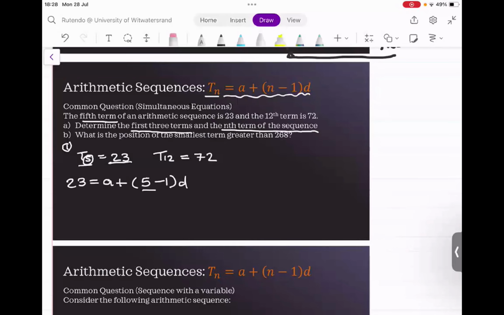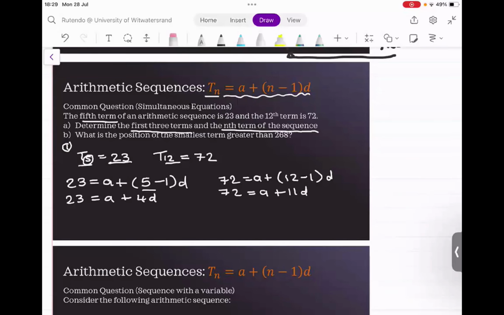Now I can simplify this. I'm going to say 23 is equal to A plus 5 minus 1, which is 4D. And for the other one, I'm going to put in 72 is equal to A plus, they said T12, so 12 minus 1 multiplied by D. Now I have 72 is equal to A plus 11D.